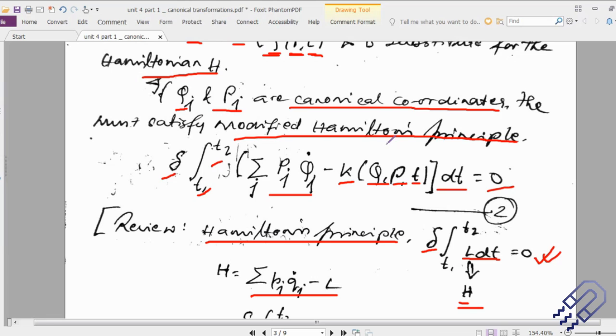I'm going fast because we have done it in the last class. For those who have not attended, you have to check the recording of the last class. We have also seen that if we use the Jacobi integral, we can write it down in this form: P Qj dot minus L dt equal to.